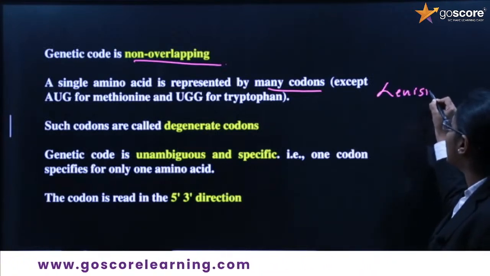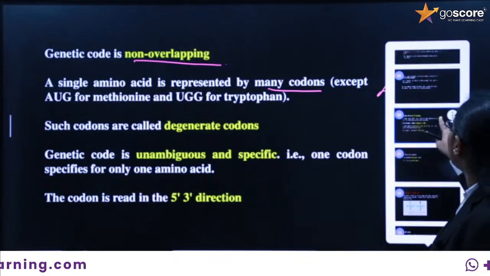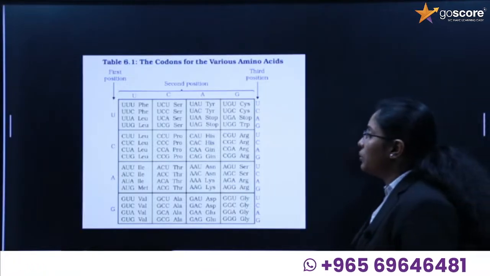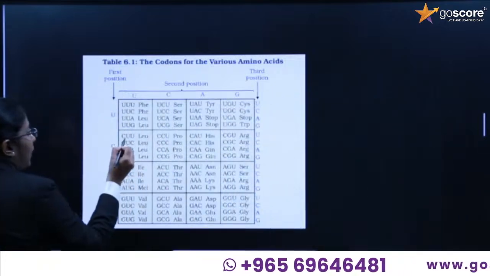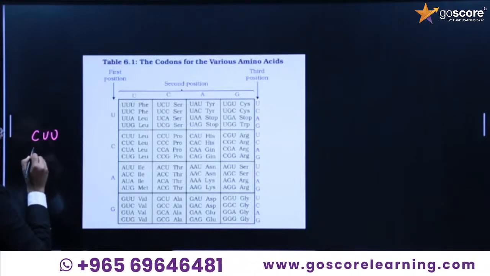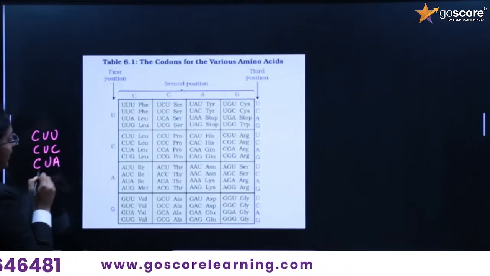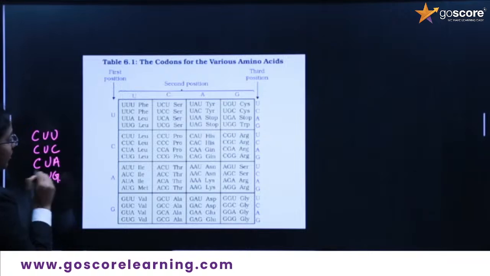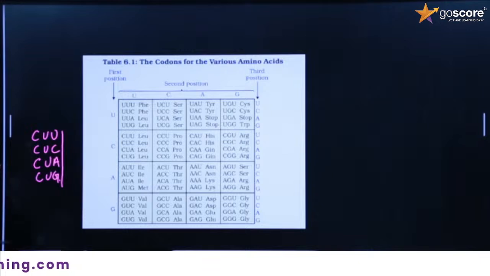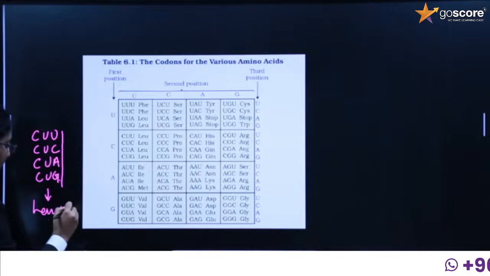If you are considering leucine, this leucine will have many codons. I'll show the image so it will be more clear for you. Here you can find leucine. CUU is one codon, another one is CUC, the next one is CUA, the next one is CUG. These four codons are coding for one particular amino acid, that is leucine.